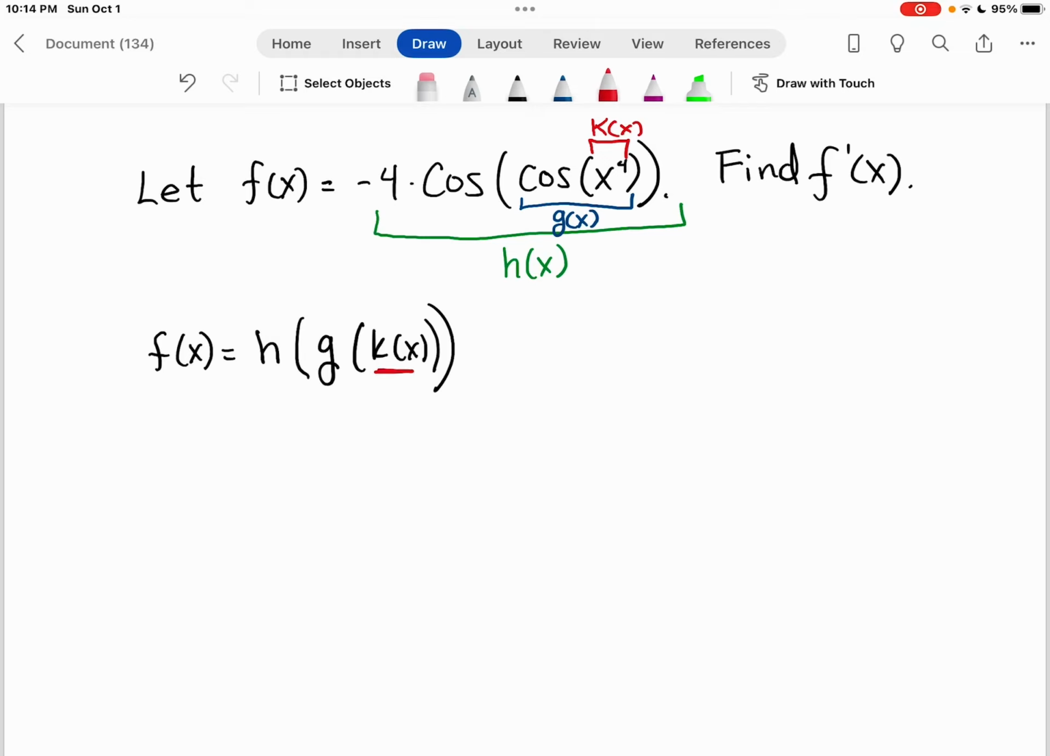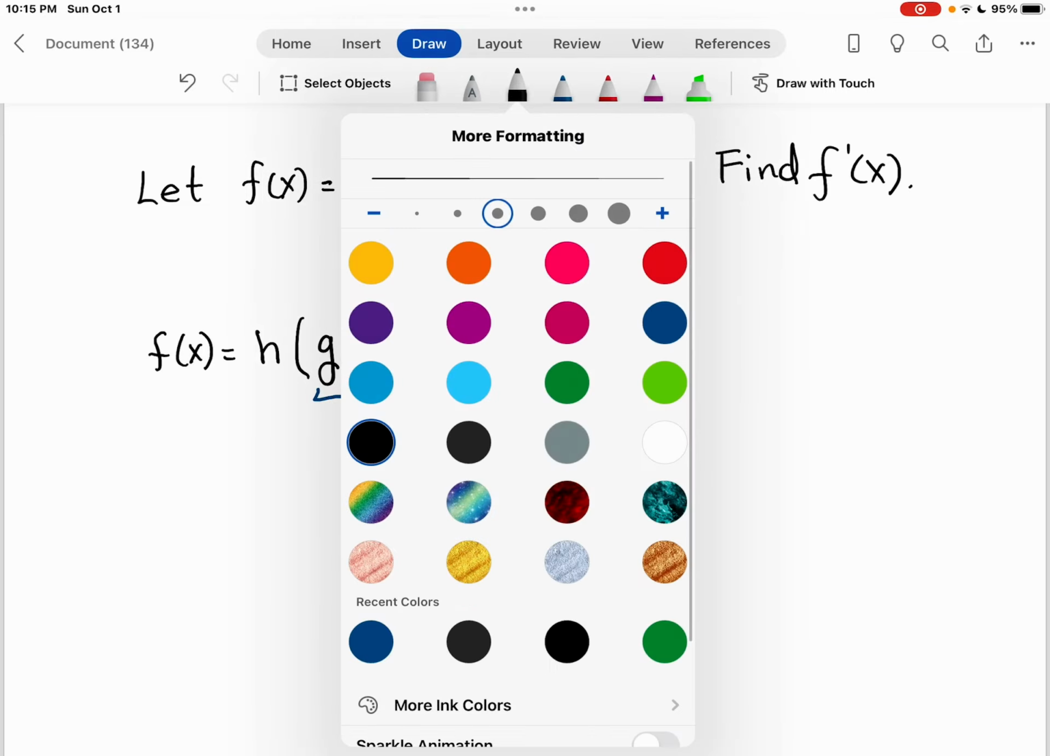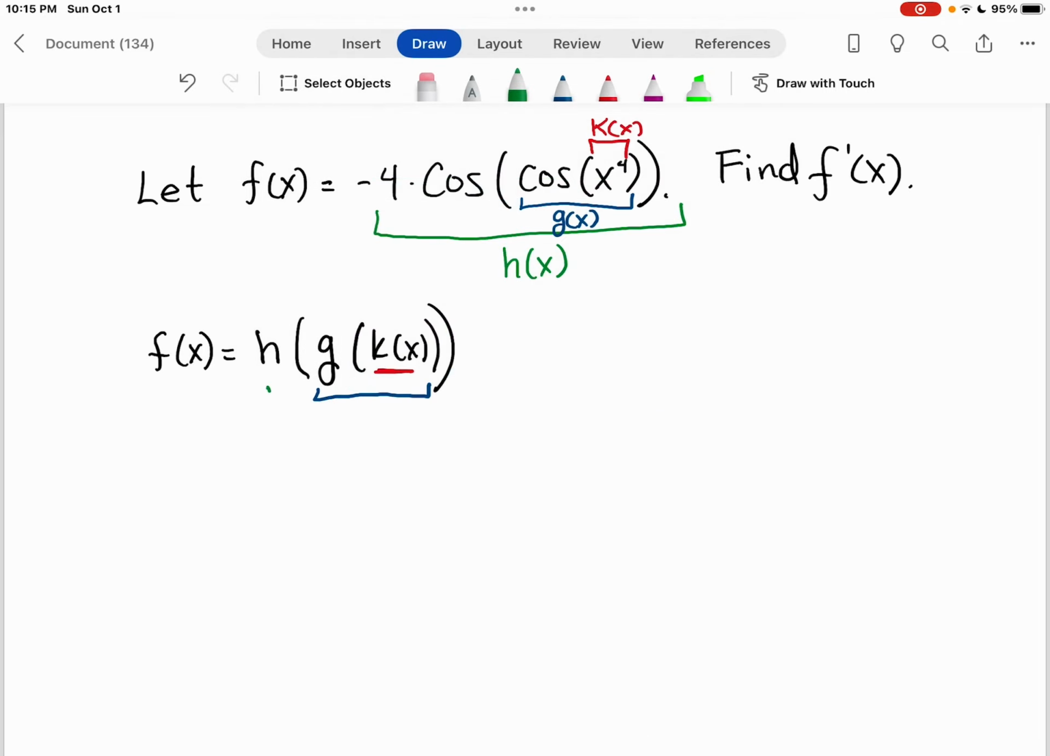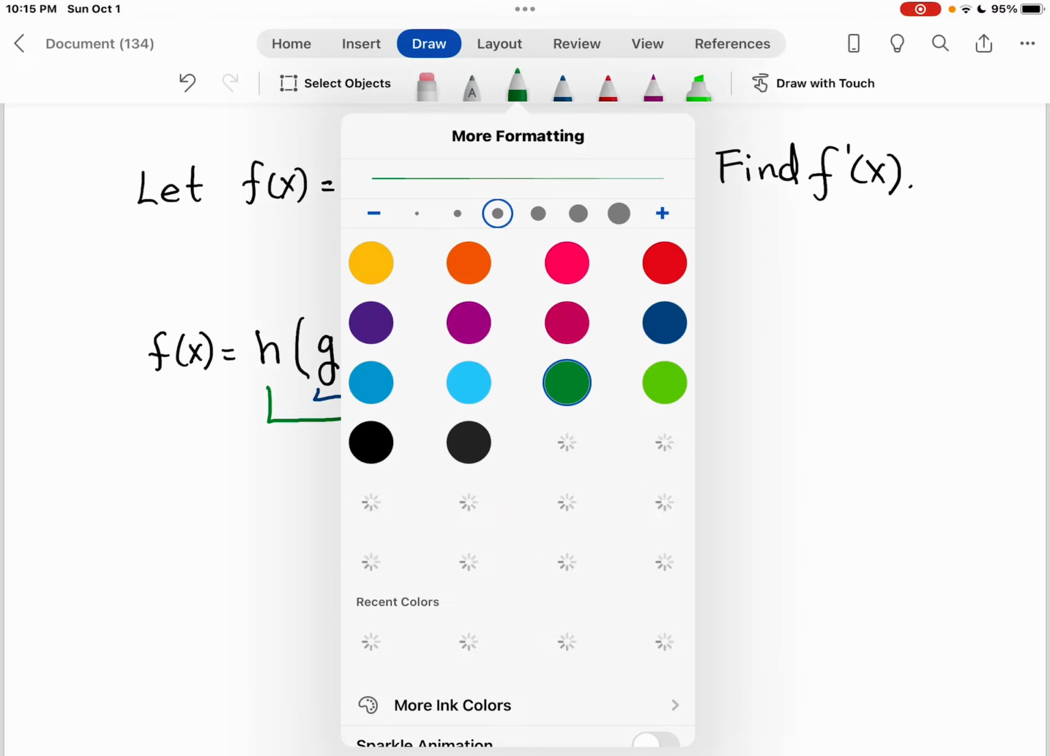So this is the x to the fourth. This is the inner cosine. And then I have this here, which is the outer cosine.